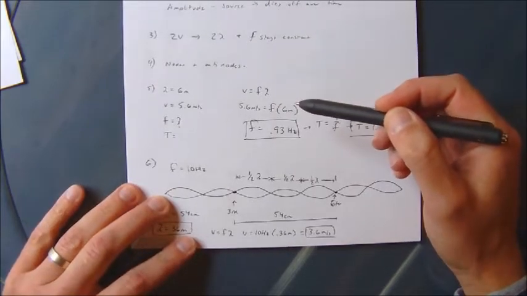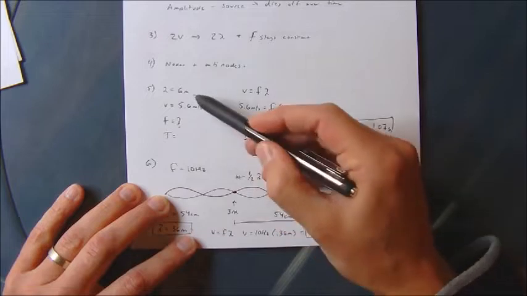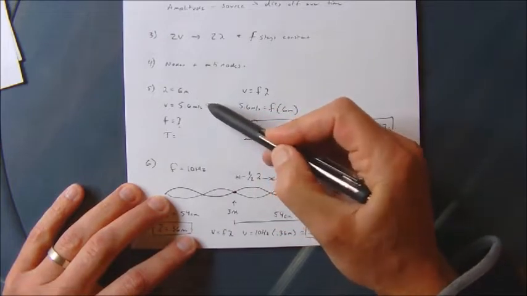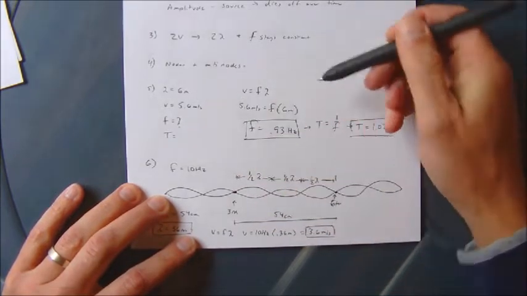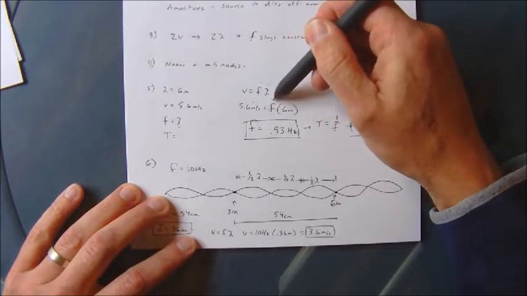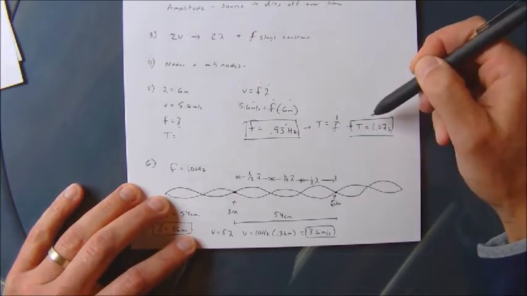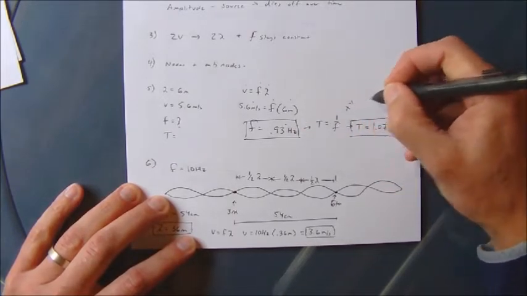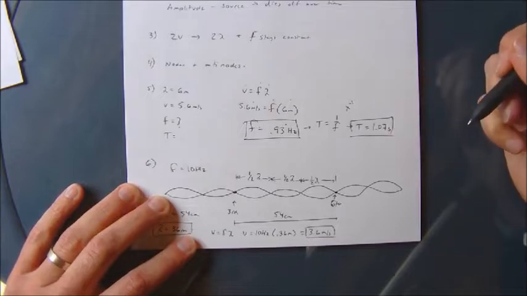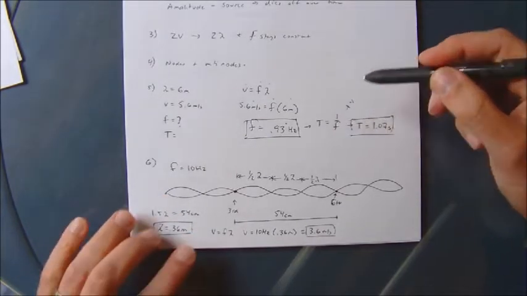Number 5, we have waves that are 6 meters long, traveling 5.6. We're supposed to find the frequency and the period. v equals f lambda, so 5.6 equals frequency times 6. The frequency is 0.93. And then I just hit x to the minus 1 in my calculator, and I get the period of 1.07 because period is 1 over the frequency.